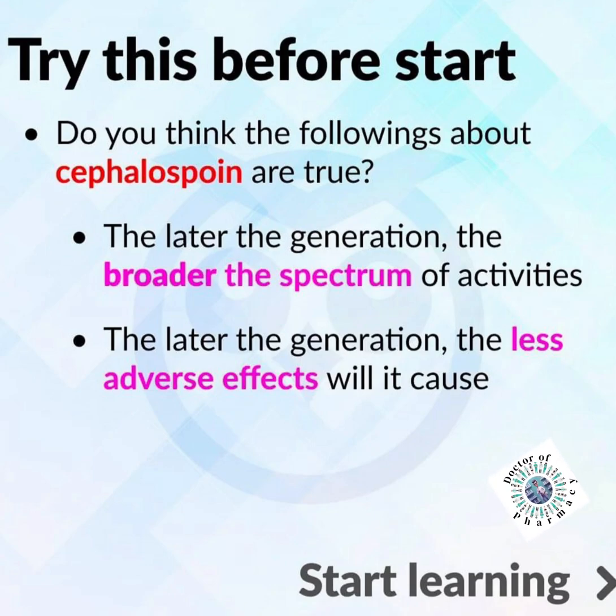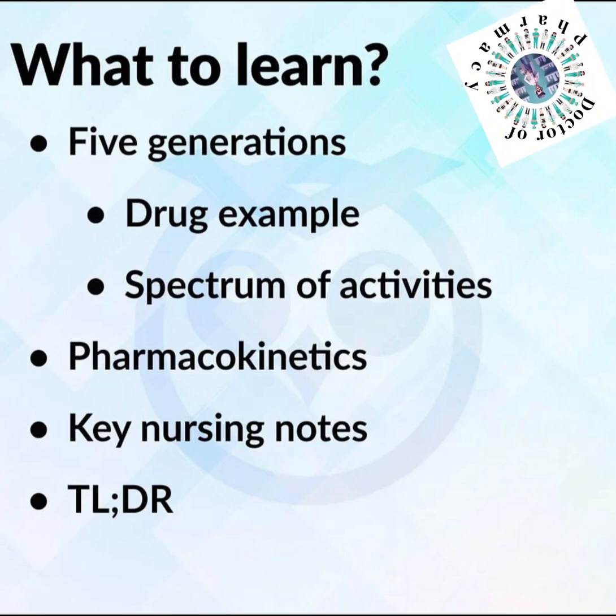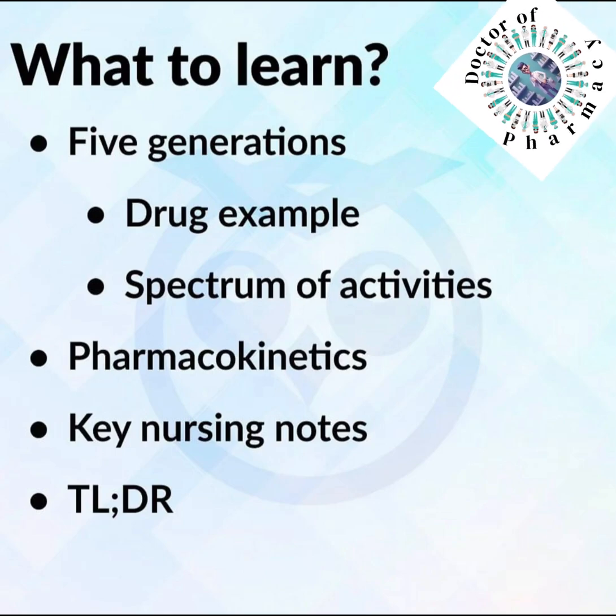The broader the spectrum of activities, the later the generation. The later the generation, the fewer adverse effects it will cause. What to learn: 5 generations, drug examples, spectrum of activities, pharmacokinetics, key nursing notes, and too long, didn't read.